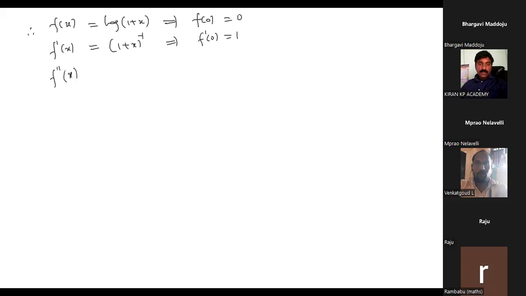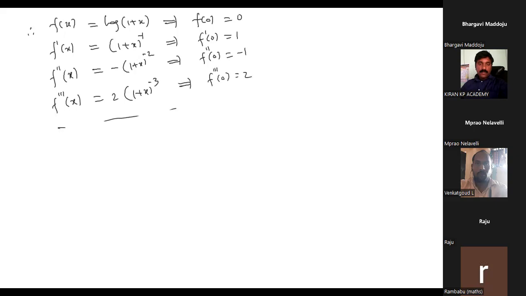Right? Okay. f(x) is log(1+x). f(0) is 0. f'(x) is (1+x)^(-1), so f'(0) is 1. f''(x) is -(1+x)^(-2), so f''(0) is -1. f'''(x) is 2(1+x)^(-3), so f'''(0) is 2, and so on.